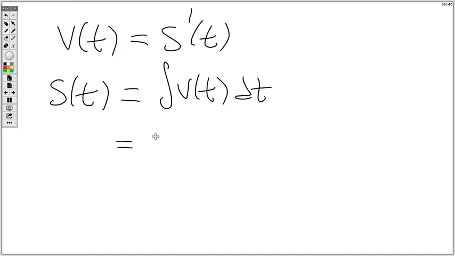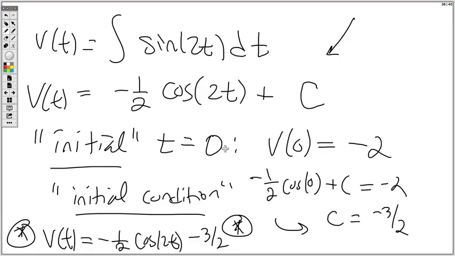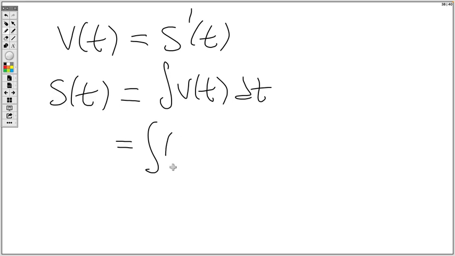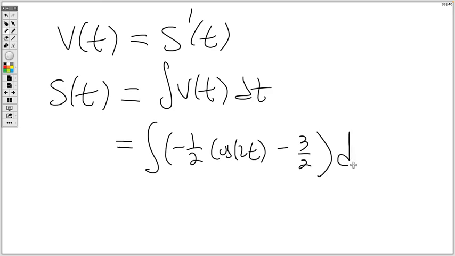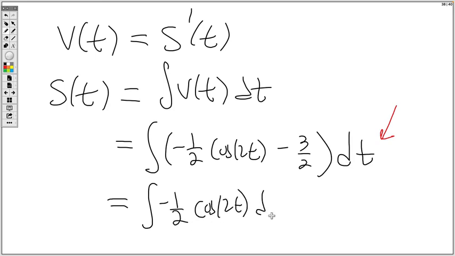So now I'm going to put that in. The velocity was -1/2 cosine of 2t minus 3/2. And once again, the variable of integration here is dt. So now I work through using properties of antiderivatives. What would be the first property I could use here? Sum and difference rule. So it would be integral -1/2 cosine 2t dt minus the integral 3/2 dt. What can I do with these constants?